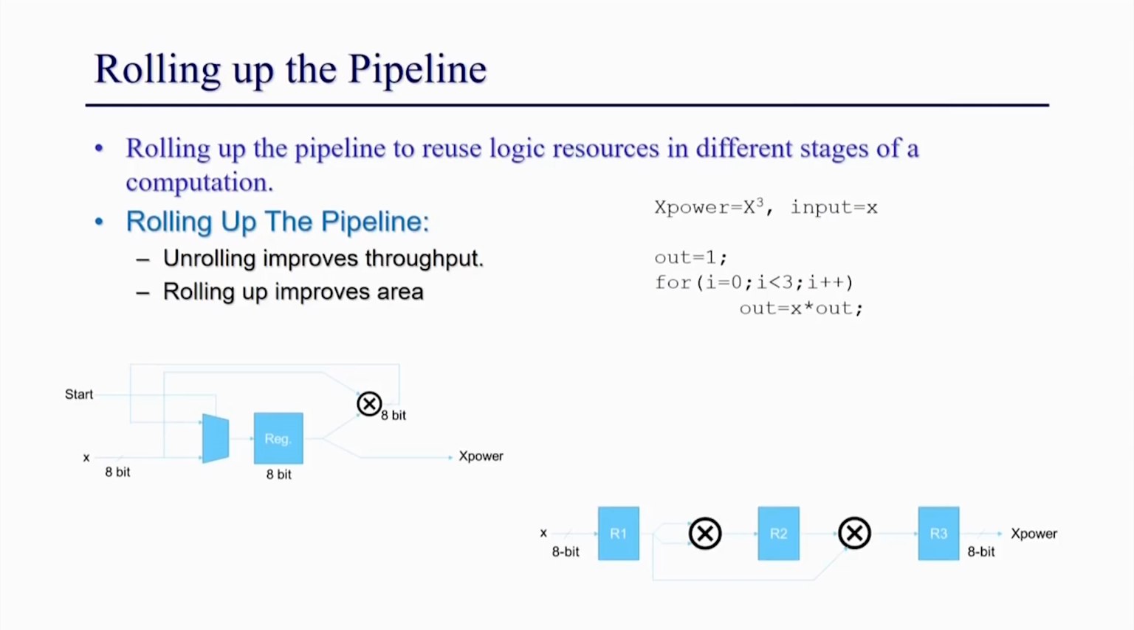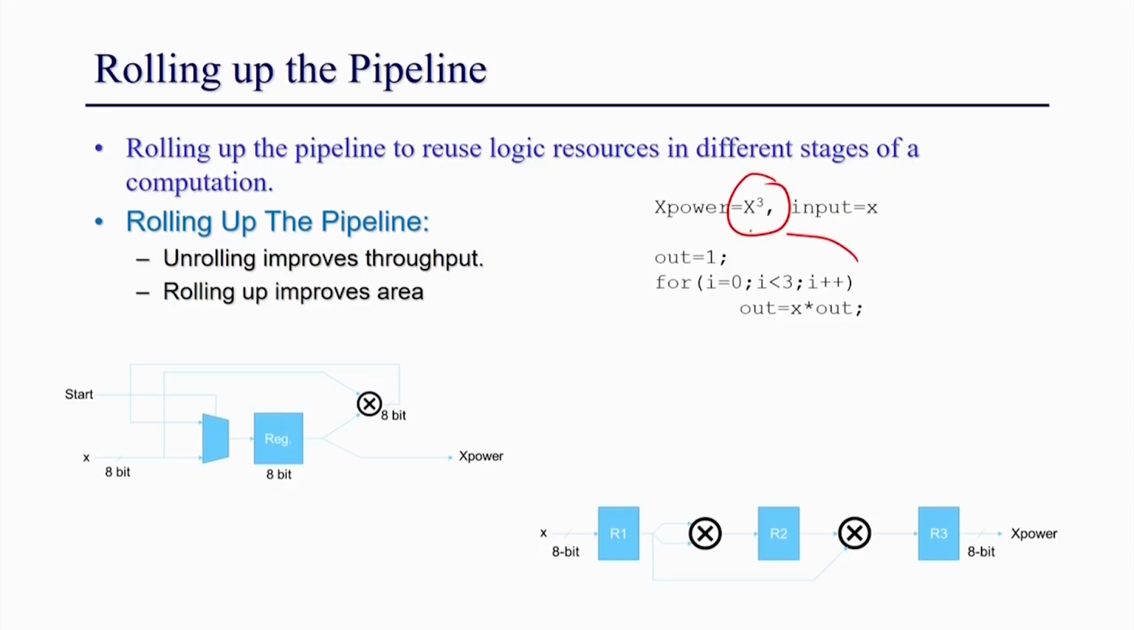Now, we will move into the next topic, which is pipelining. Rolling up the pipeline is something we use to improve the area, right. So, this is the same example I discussed in one of the previous discussions, where we were talking about the improvement of power and the improvement of throughput. So, that x cube design, right.